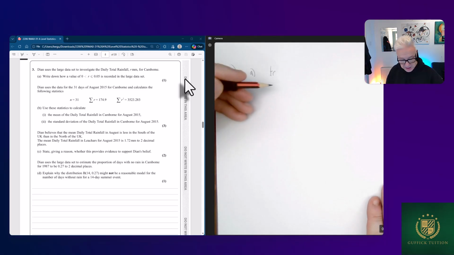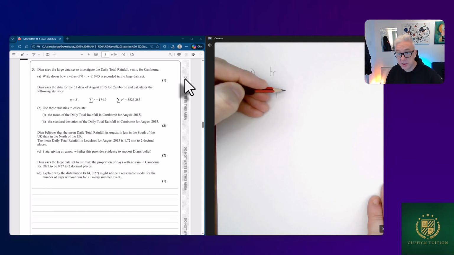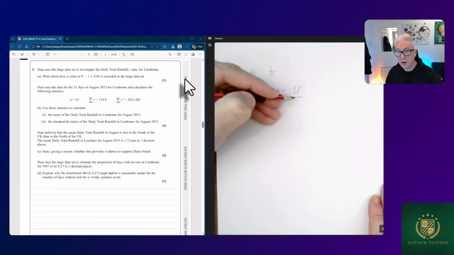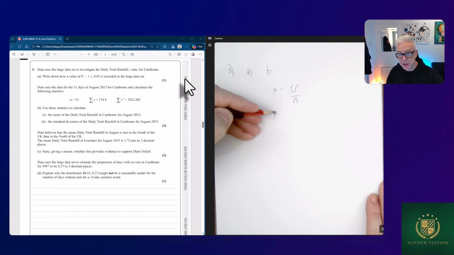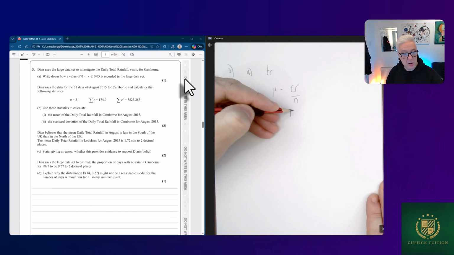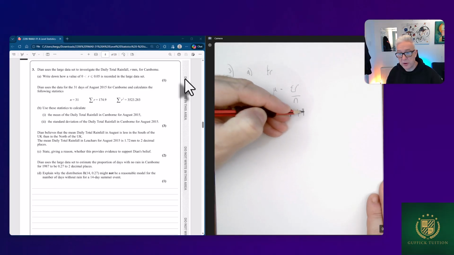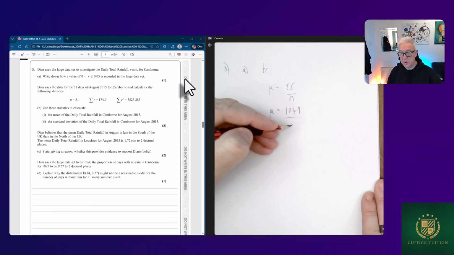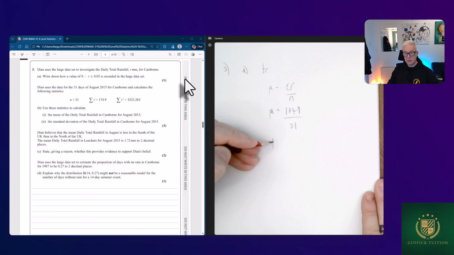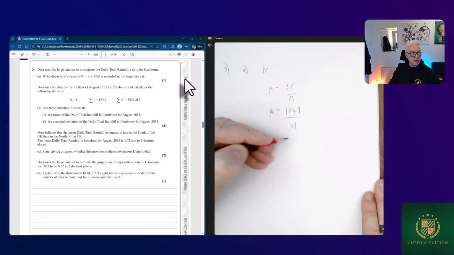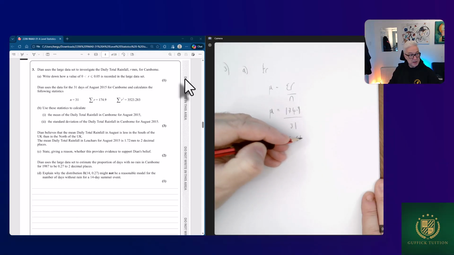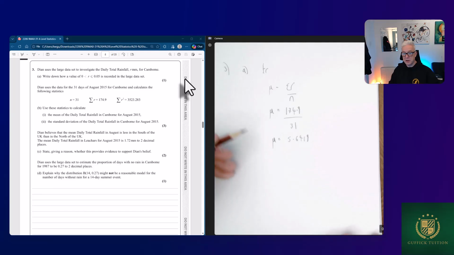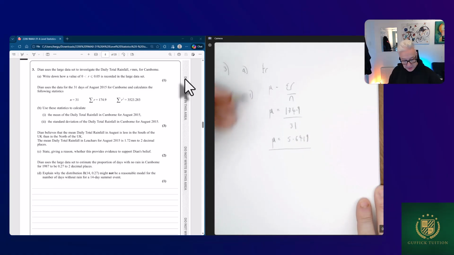Okay, so the mean is going to be equal to sigma R over n. So the mean is going to equal our sigma R, which is 174.9, over n, which is 31. Okay, so when we work that out on our calculator, that turns out to be 5.6419. Okay, so that is our mean. Now, the next bit, part 2.